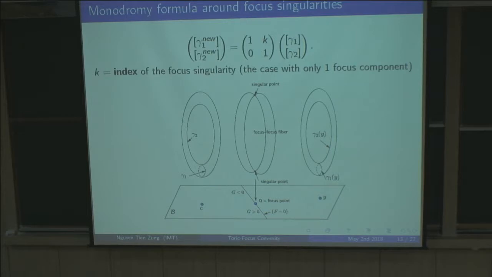And so actually, it was Marc and me who wrote down this general formula for any focus singularity around 94, 95. Actually, I wrote it in 94, but the paper was published only in 97. It was accepted in 94, but it took 3 years to be published. And this is a paper by Mark Leap in 96, with the same formula.